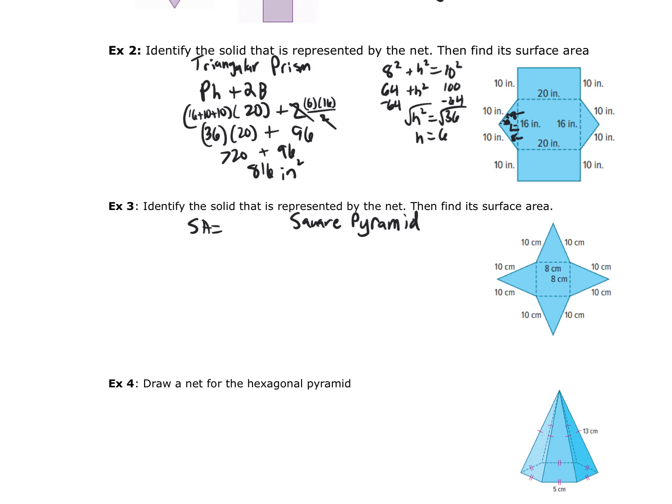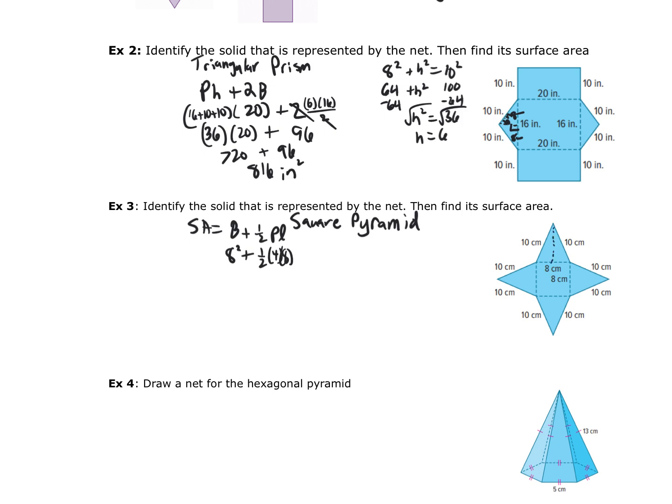Pyramid surface area formula is going to be the area of the base plus 1/2 perimeter of the base times the slant height. Okay, so the area of the base is going to be 8 squared. Since it's a square, I can just take the side squared. And the perimeter of the base is going to be 4 times 8. And then the slant height, well, we're going to have to figure that one out.